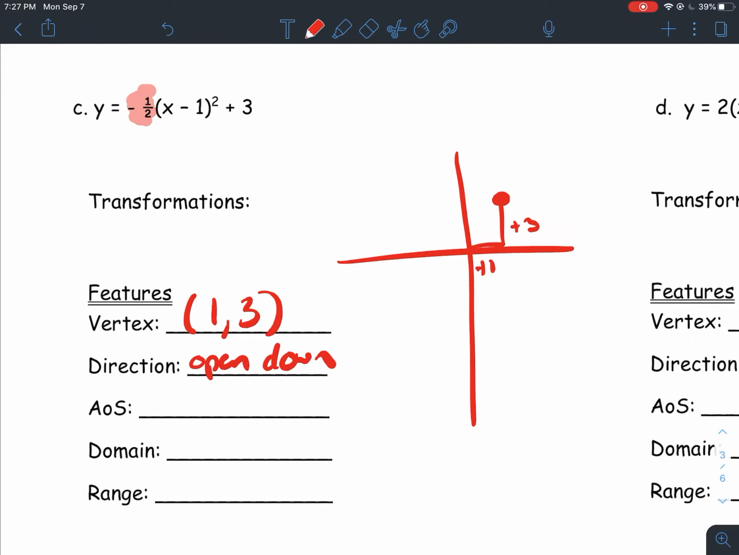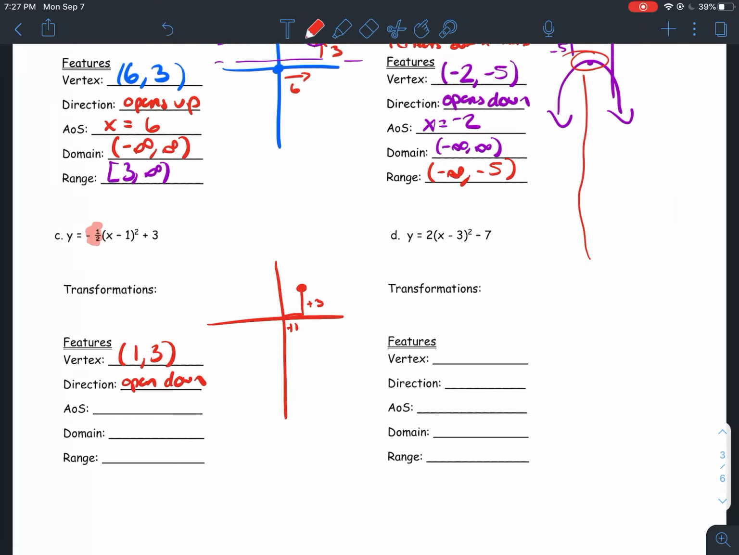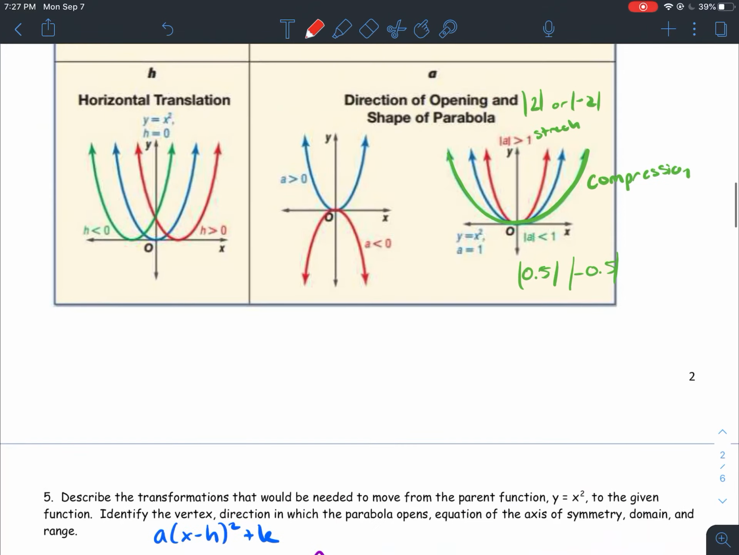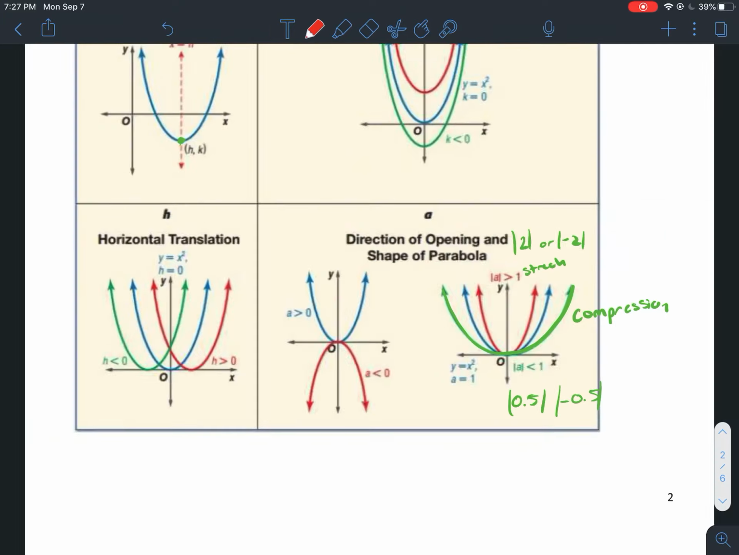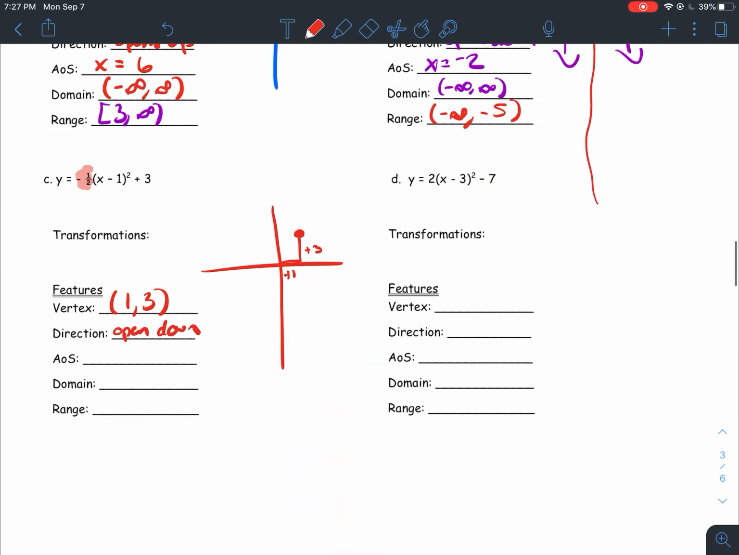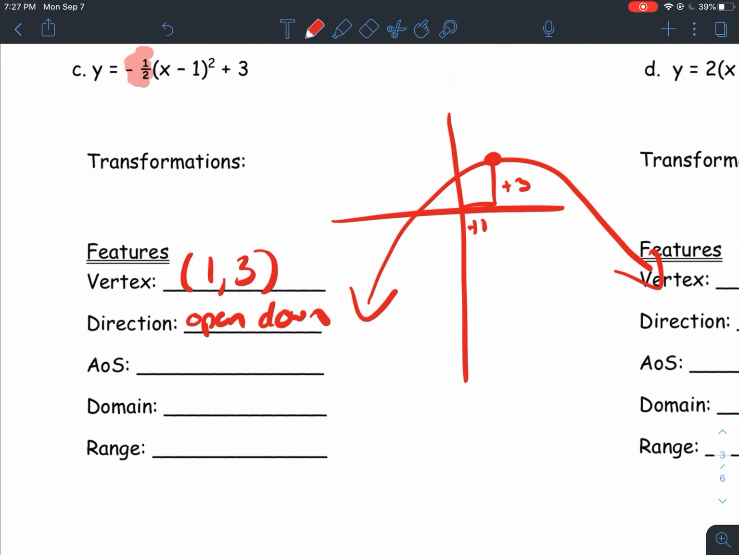Then there's another thing with the A. The absolute value of A is less than 1. We know that when our A value is less than 1, we get what's called a compression. It's going to kind of become a little bit wider looking. So our graph would look something like this. Do you see how it's wider? And it opens down. So let's talk about all of these transformations.